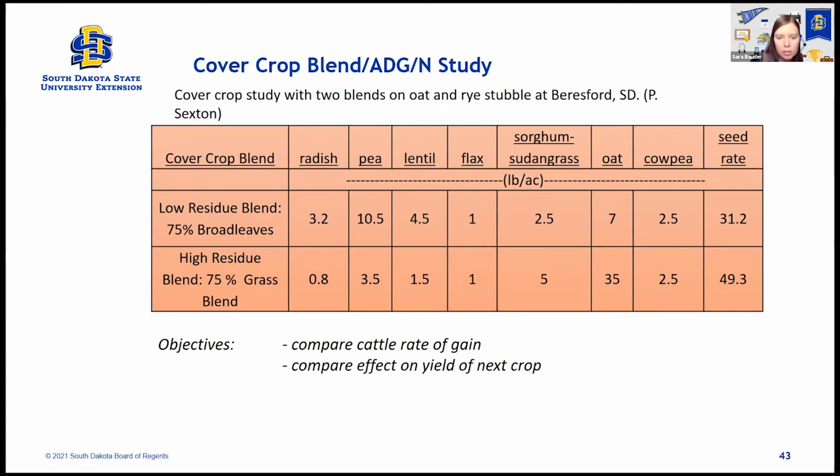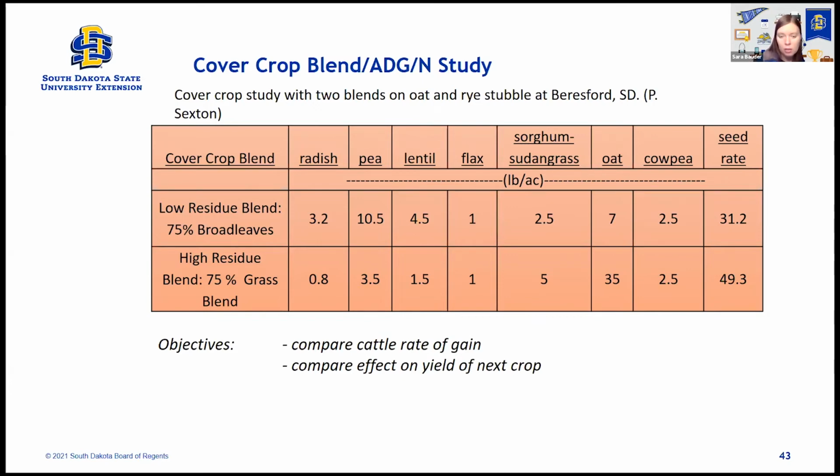And if you look at the big differences here, our low residue, high broadleaf blend has a lot more peas, lentils, radishes, and then of course it has fewer grasses, so less sorghum, a lot less oats. That high residue blend has 35 pounds of oats in it. And then we've got a much higher seeding rate with the grass blend, and some of that has to do with the seeding rates of each species and the seed size. But what they were doing in this study was trying to compare the cattle's rate of gain out there and then compare the effect on the yield of the next crop.